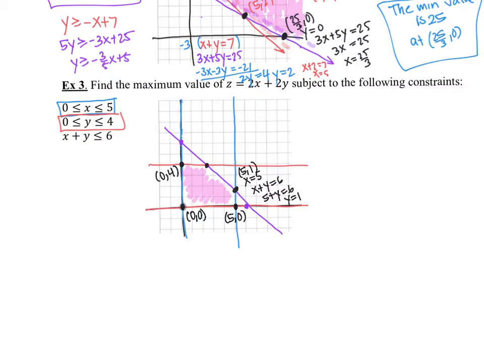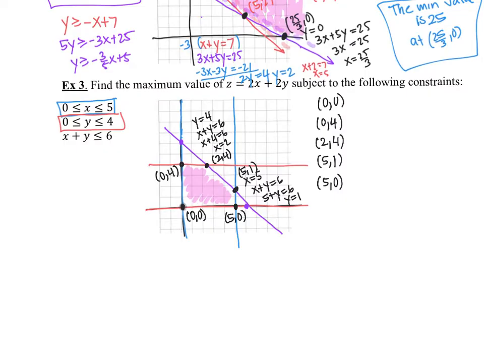Okay, and then this one up here is at y equals 4 and x plus y equals 6. So this should be at 2, 4, even though my graph's a little off. I don't mind your graph being off because you're going to show your work. And then it won't matter. So 0, 4, 2, 4, 5, 1, 5, 0. Okay, I'm trying to find the maximum value here.